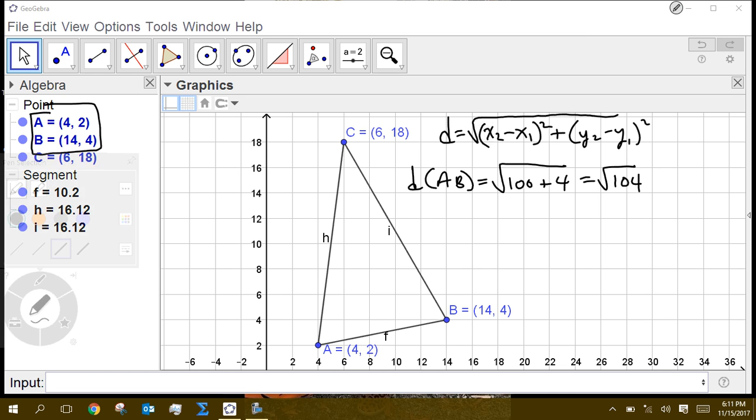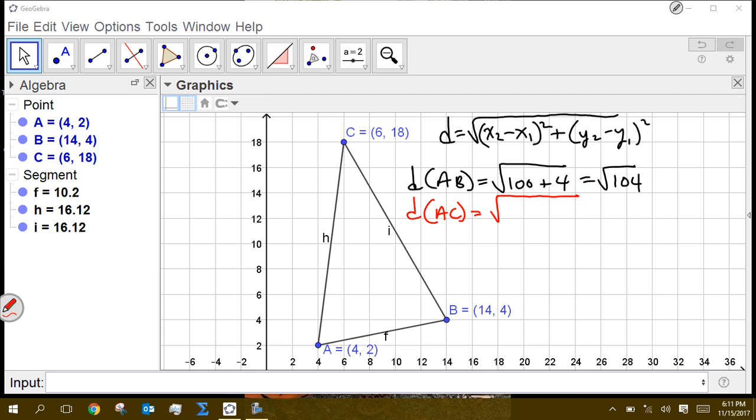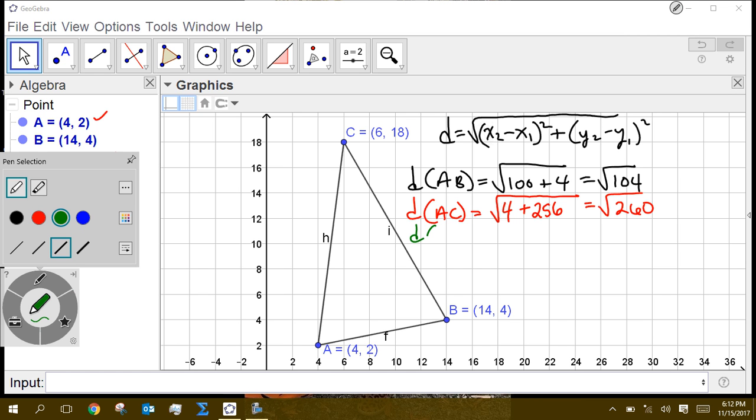Now I'm going to do the distance for A to C. These distances are all independent of one another, so it doesn't matter the order that you do them. Looking at A and that point C, I'm going to subtract the x's. So 6 minus 4 gives me 2. Square that, you get 4. And I'm going to subtract my y's, and I get 16. The square of 16 is 256. Add those together, I get root 260. Okay. And then the last one we want to do is the distance from B to C.